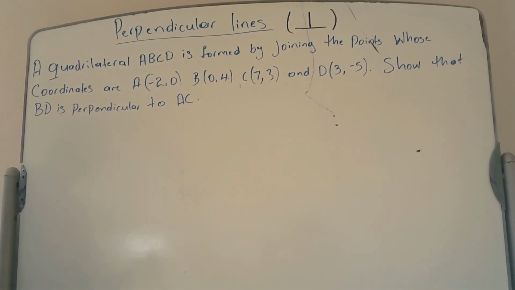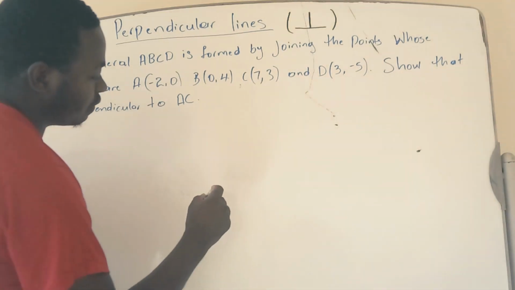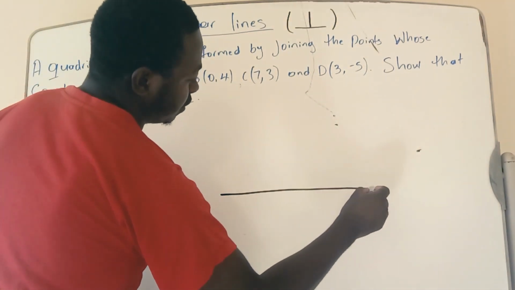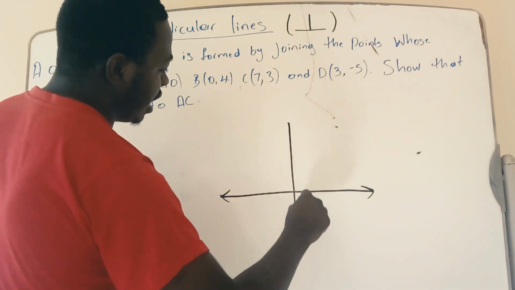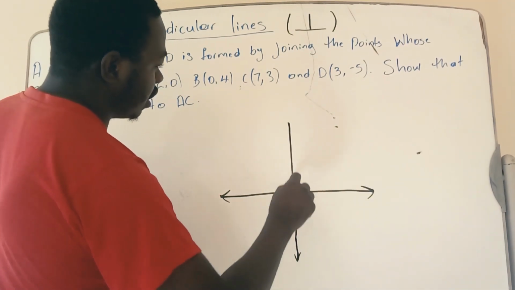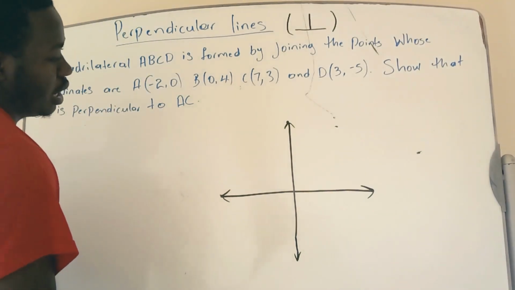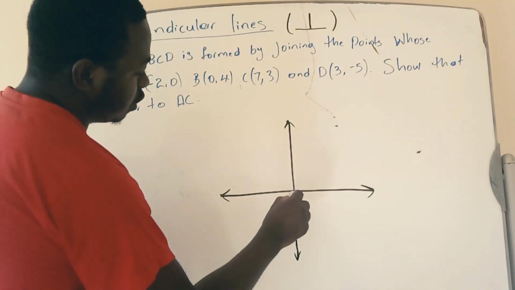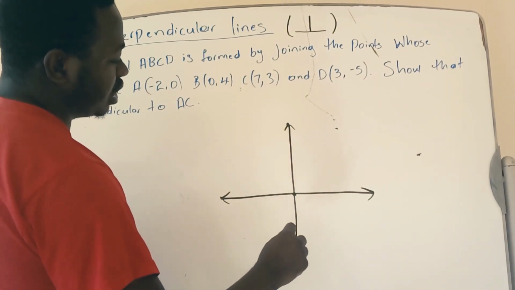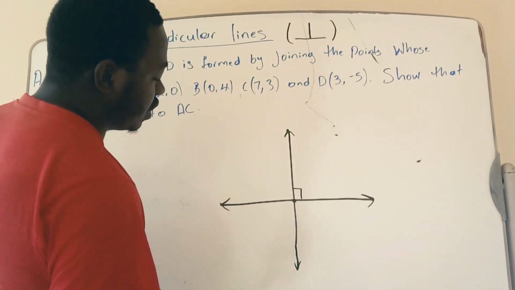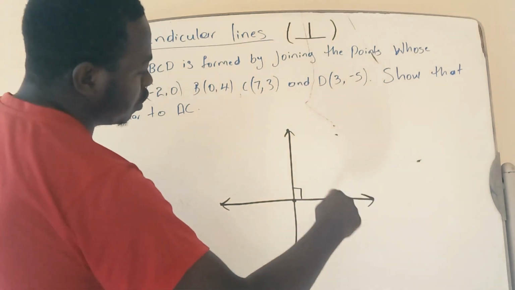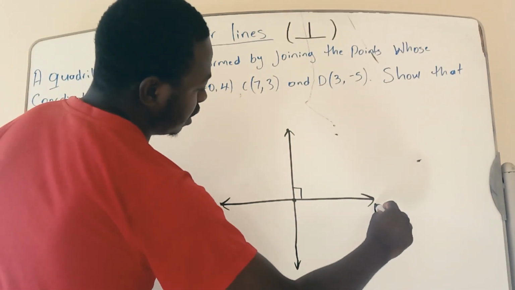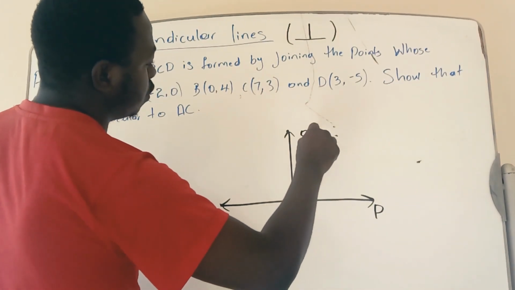Let's just do a quick demonstration of that. Let's say we have a line going in this direction, and we have a next line going in this direction. And the point at which these two lines intersect each other is 90 degrees. Then these two lines are said to be perpendicular. Let's give them some name. Let's say that this line is P and this line is Q.